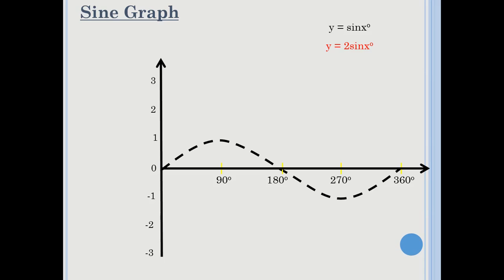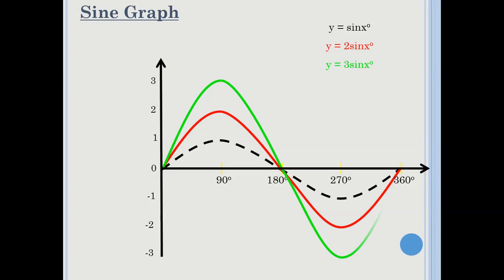What happens if we start adding numbers? If we were to put a 2 in front of the sine x, what we would find is the graph starts to get taller. So that 2 has increased the maximum value to go up to 2, and it has made the minimum value go to -2. If we were to stick a 3 in front of it, then as you can see, the maximum value stretches to 3 and the minimum value stretches to -3.